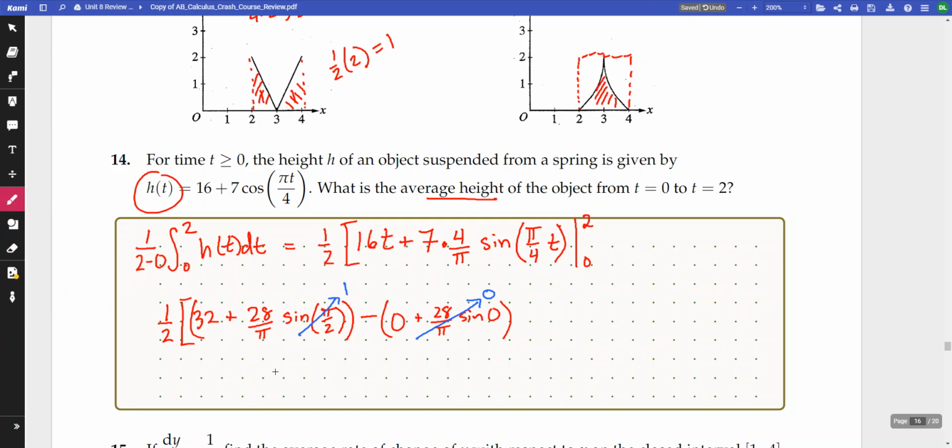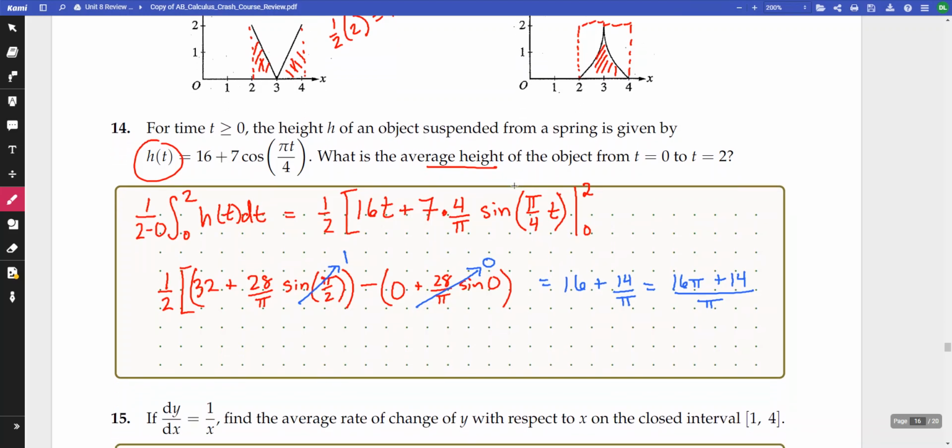So my solution then is going to be 1/2 of 32, and 1/2 of 32 is 16, and half of 28 over pi, so plus 14 over pi. Maybe it's a multiple choice question and your answer is given as 16 pi plus 14 all over pi. Not sure, multiple choice, but you have those options and those approaches. So a little bit harder, a little bit more thinking on these problems.